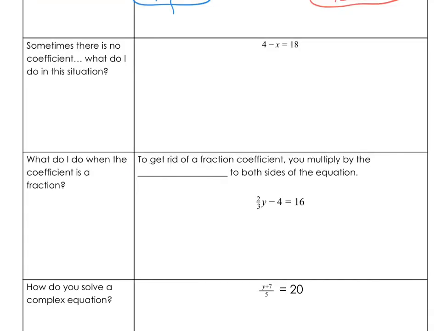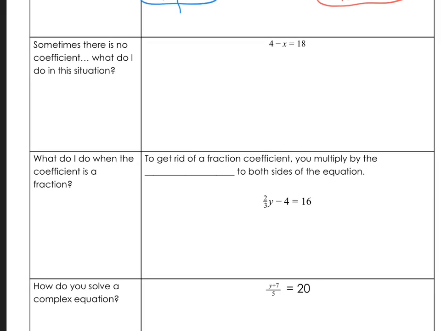Sometimes there's no coefficient. What do I do in this situation? Okay, so if there is ever an invisible coefficient, then that means that the coefficient is a 1. So in this case right here, in front of the x, we can add a 1 to make the solving of this problem a little bit easier. So let's go ahead and do that. So we're going to go ahead and add a 1 in front of my x, and that makes it a little bit easier to solve.